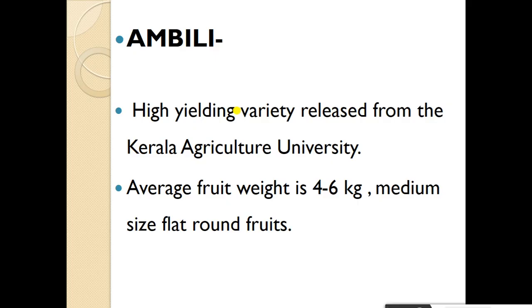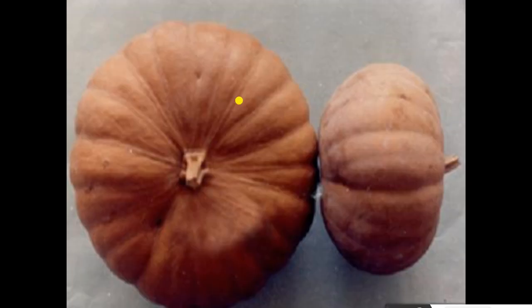Then Ambili variety, it is a high yielding variety released from the Kerala Agriculture University. On an average weight of this Ambili is 4 to 6 kg, medium size flat round fruits. See the Ambili variety, different varieties according to the place regions.